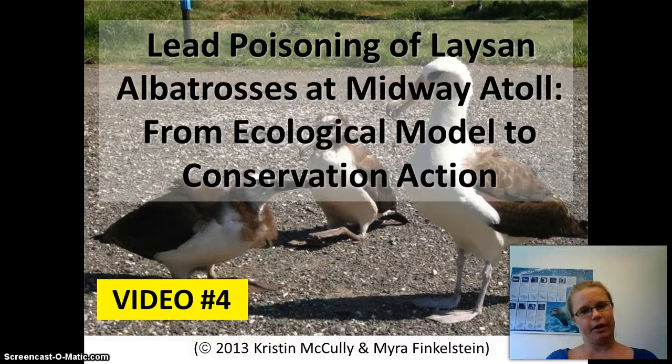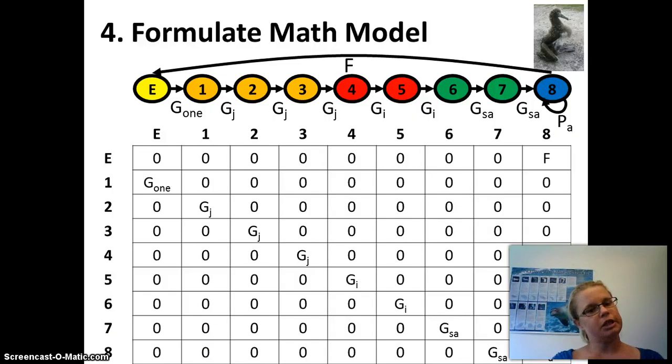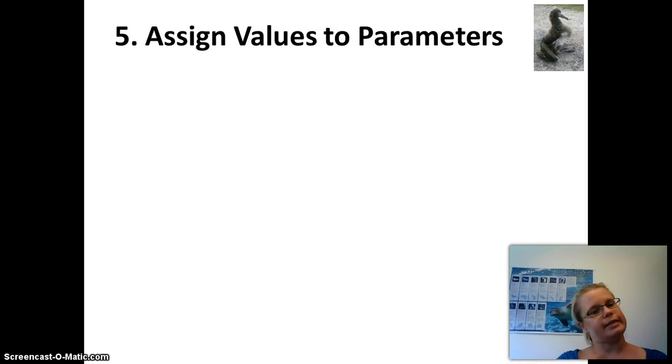Hi guys, and here we are for video number 4 on mathematical models. So we just finished building this mathematical matrix model with all the different symbols in here and filled in all the zeros. Now we have to figure out where we actually get the numbers for each of these different parameters, the g's, the f's, the p's.